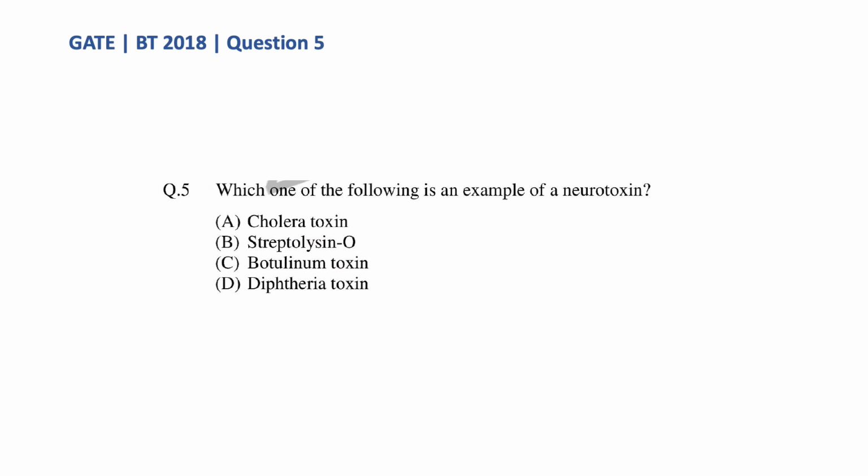Hello all, let's look at question number 5 from GATE Biotechnology 2018 paper. So the question is, which one of the following is an example of a neurotoxin? Option A, cholera toxin. Option B, streptolysin O. Option C, botulinum toxin. And option D, diphtheria toxin.